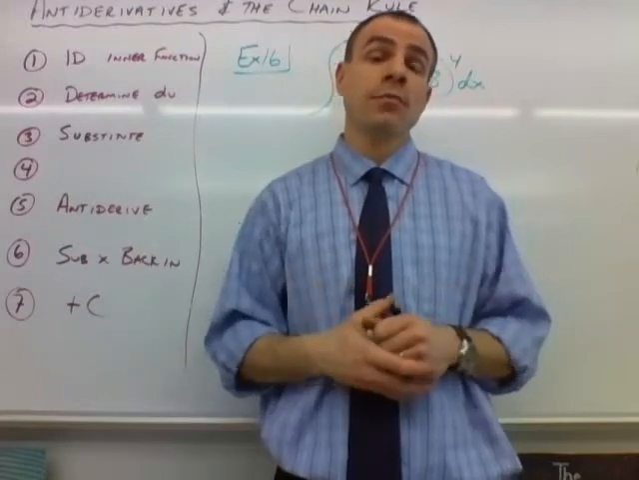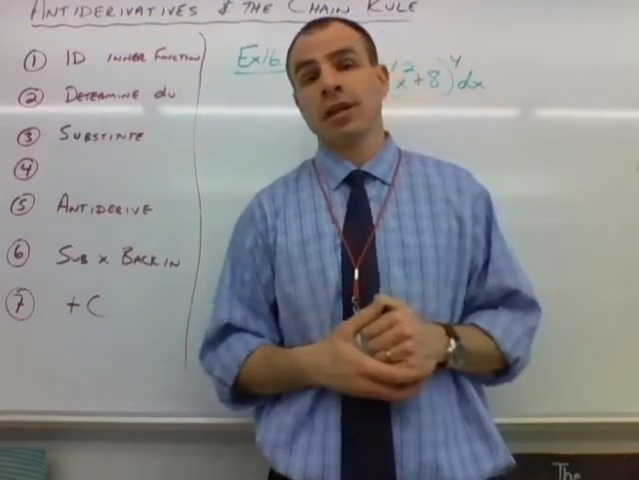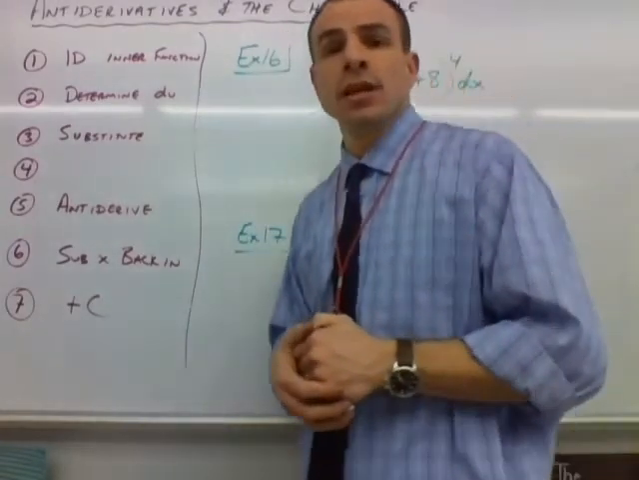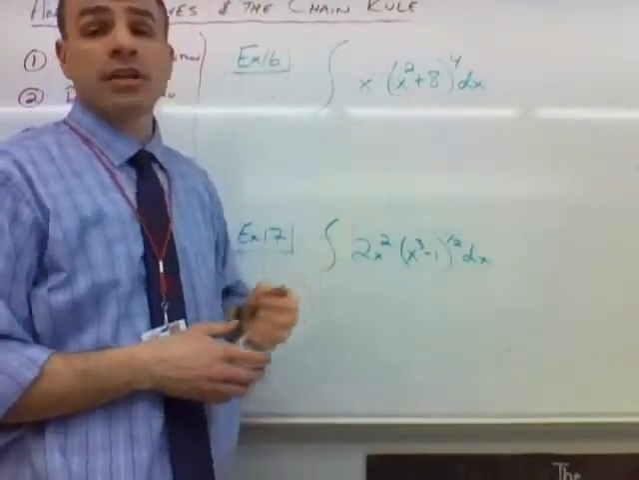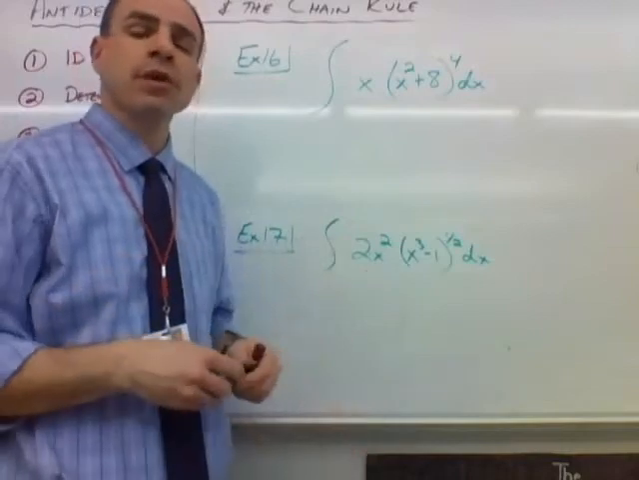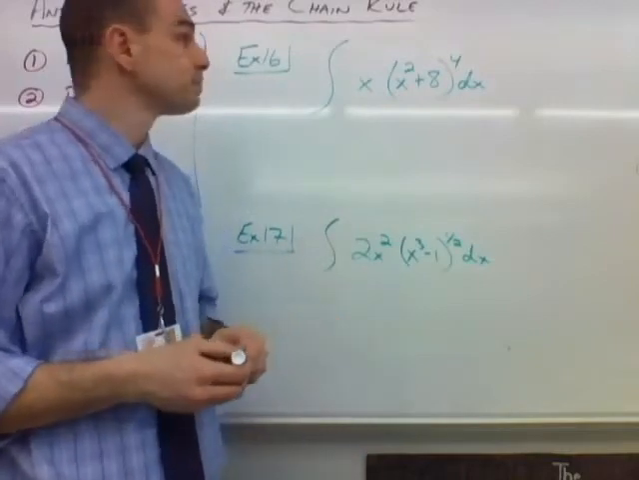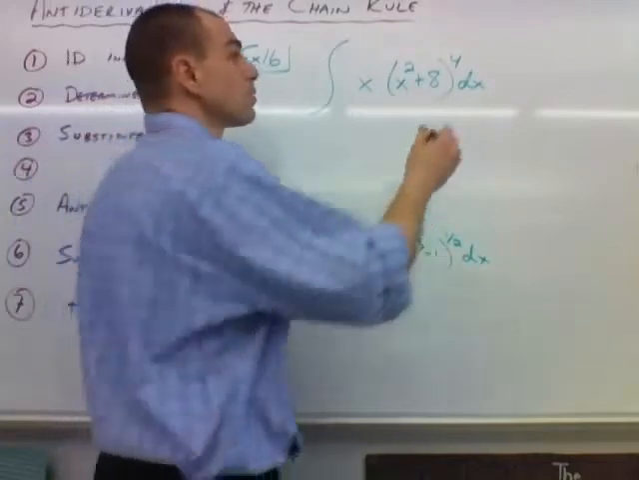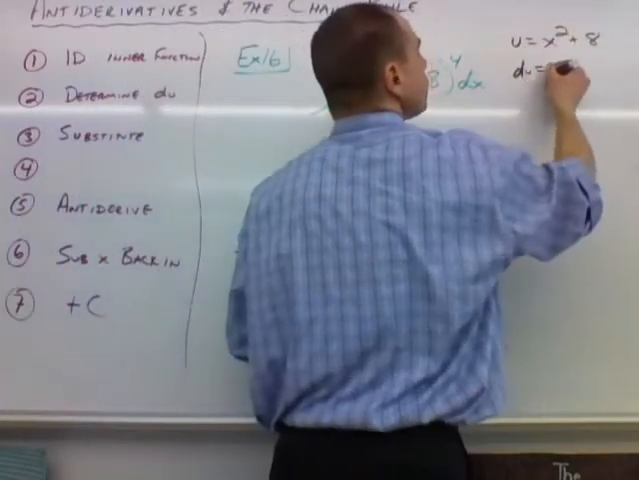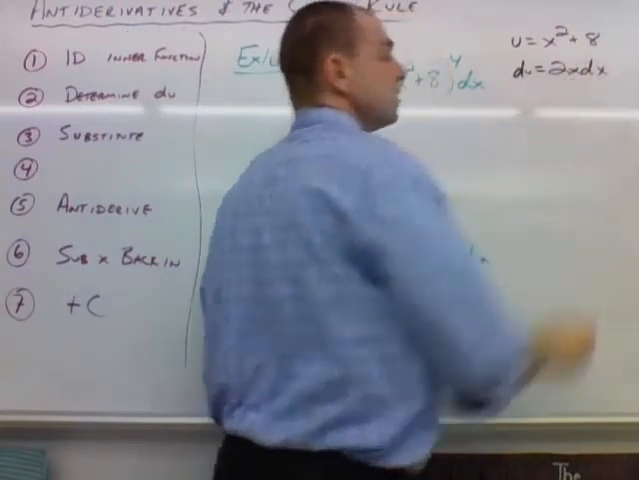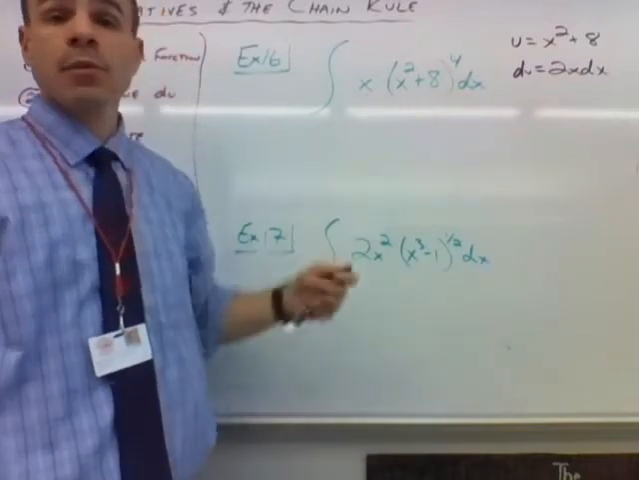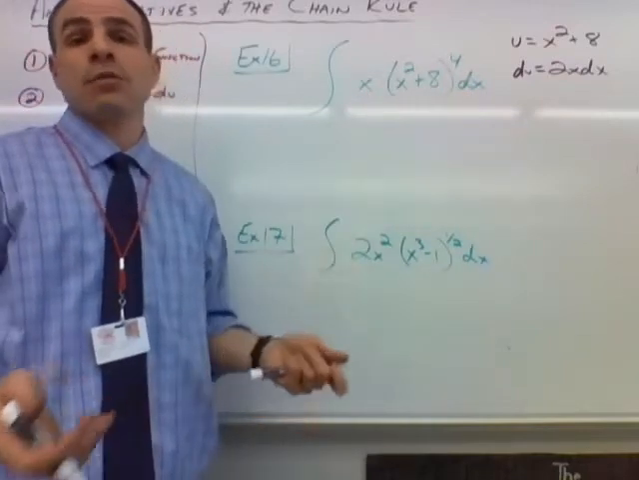Well, these examples at the bottom of the page are designed to give you more insight in that regard, all right? With example 16, we have x times the quantity x squared plus 8 to the fourth power dx, right? Now, at this point, you start to get used to these types of problems. What should u be equal to? Yeah, it should be x squared plus 8. So we're going to make u equal to x squared plus 8. And when we find the derivative of that, we get 2x dx, okay? Well, we've got the dx, and we've got the x, but we don't have the 2, right? So how do we deal with that?